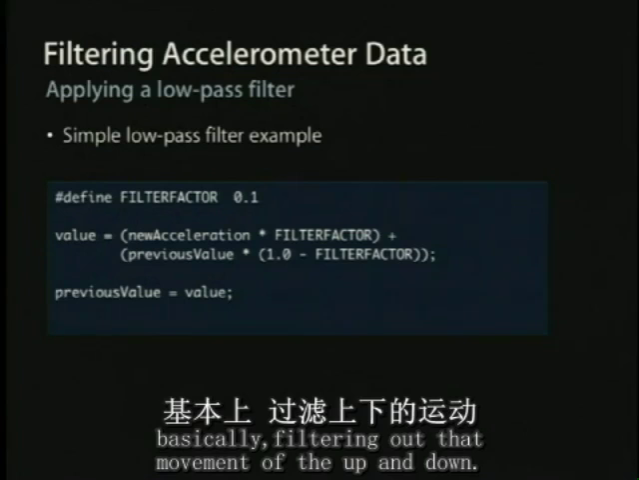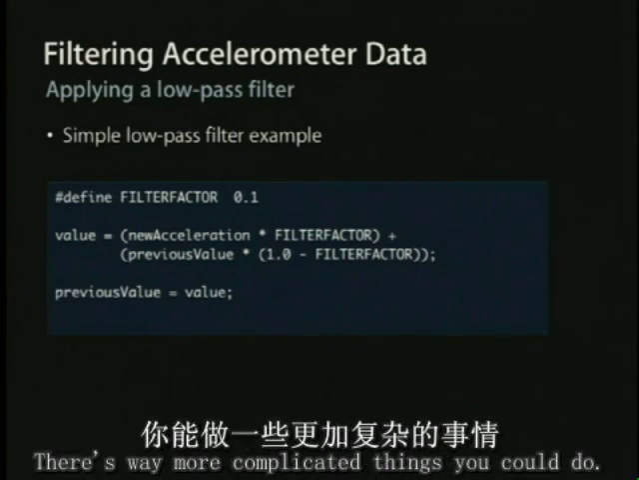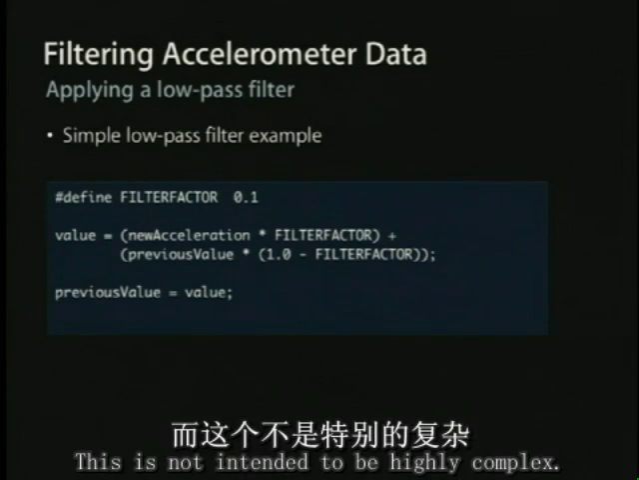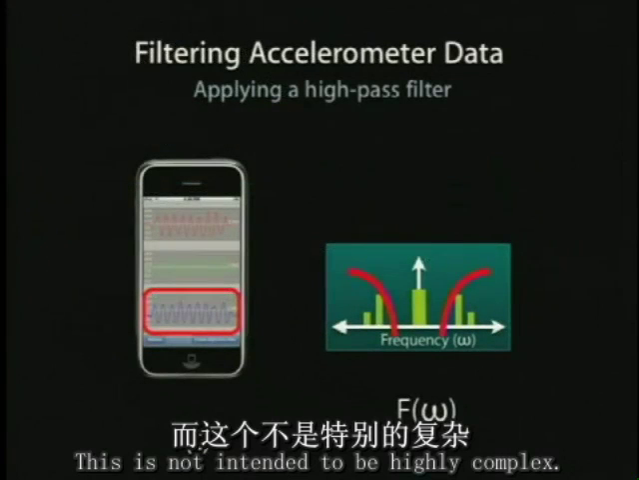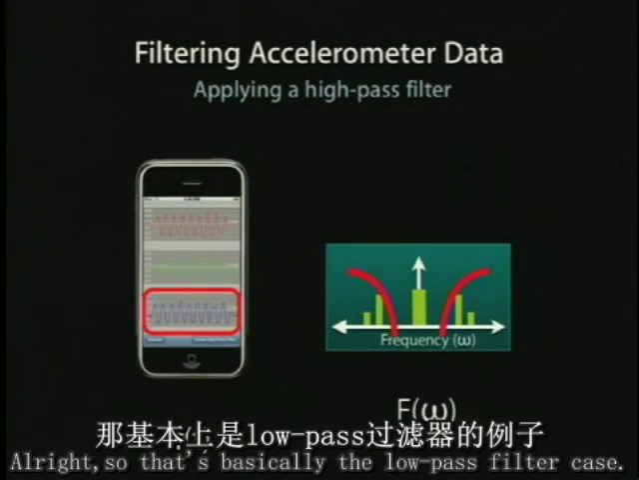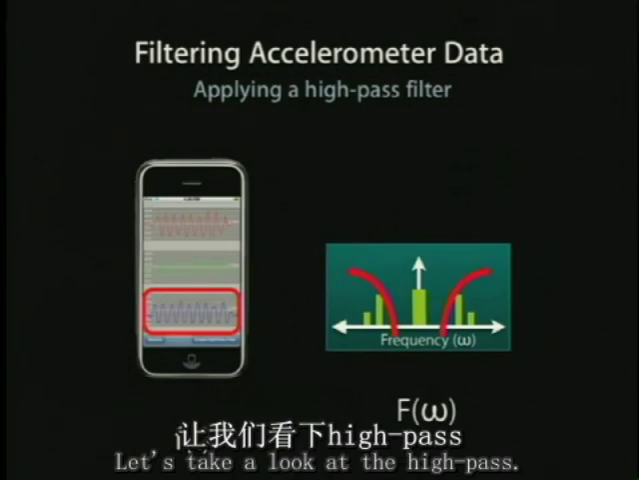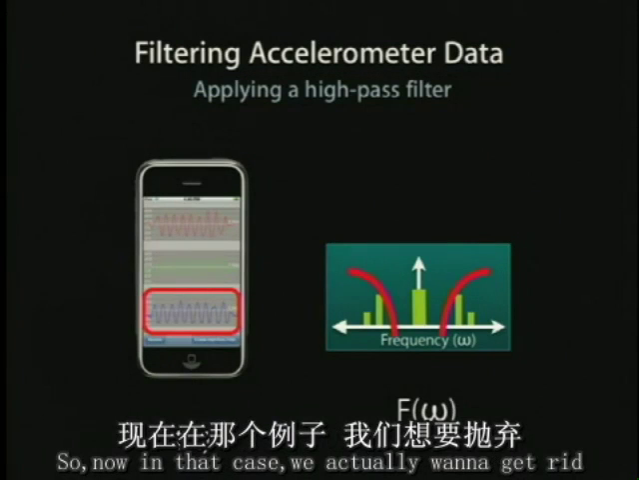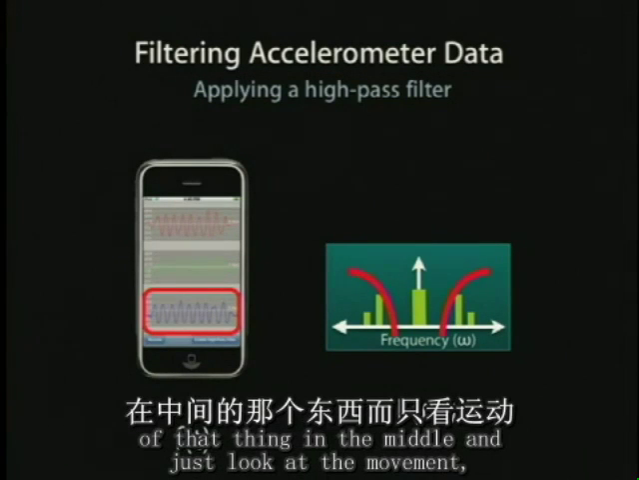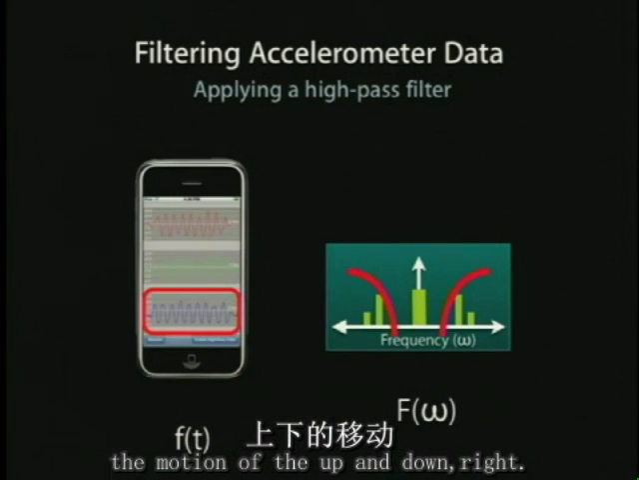It's a pretty simple example. There's way more complicated things you could do. This is not intended to be highly complex. All right, so that's basically the low-pass filter case. Let's take a look at the high-pass. So now in that case, we want to get rid of the thing in the middle and just look at the motion of the up and down.